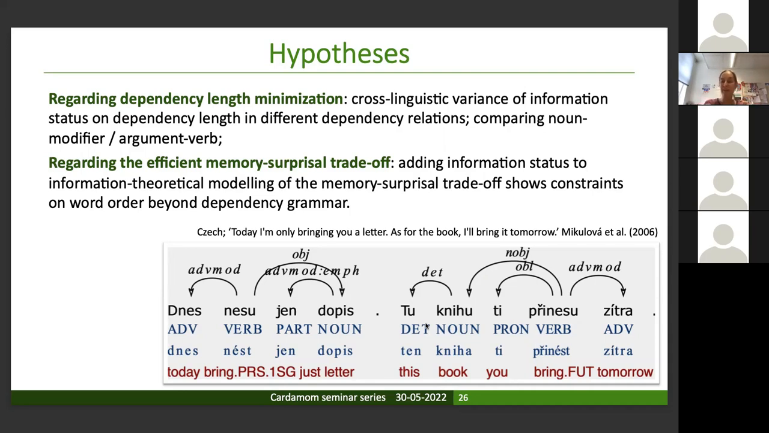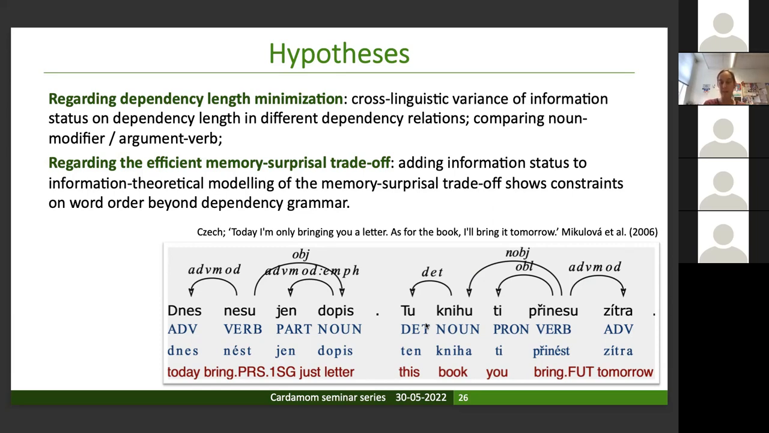So regarding dependency length minimization, our hypothesis is, of course, leading from Futrell et al. 2015, that the idea that if a language allows longer dependencies, these are associated with the notion that information structure and not only syntactic rules govern word order. So we expect that languages that allow for longer dependencies, so that display less dependency length optimization, have certain properties that have to do with information status. And here we will especially focus on which word orders allow for long dependencies and which don't. So we try to make this a bit more linguistically informed, let's say.